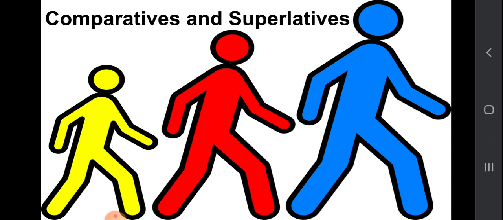But if we are comparing yellow and red, we can say that red is faster than the yellow one, and the yellow one is also running fast. So here the blue one is fastest, red is faster, and yellow is fast to reach its target.